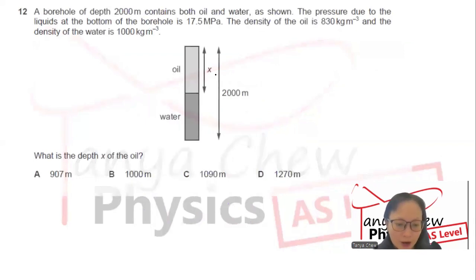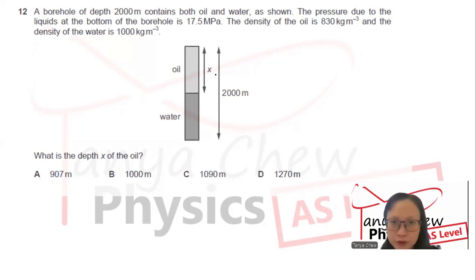Number 12, a borehole of depth 2000 meter contains both oil and water as shown. The pressure due to the liquids at the bottom of the borehole is 17.5 megapascal. Density of the oil is 830 kilogram per meter cube and the density of the water is 1000 kilogram per meter cube. What is the depth X of the oil?